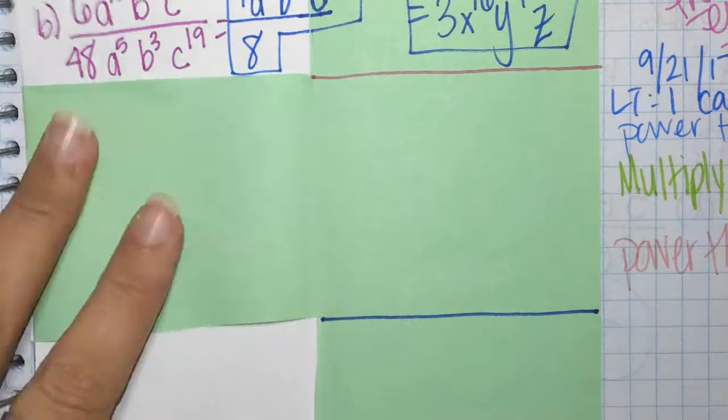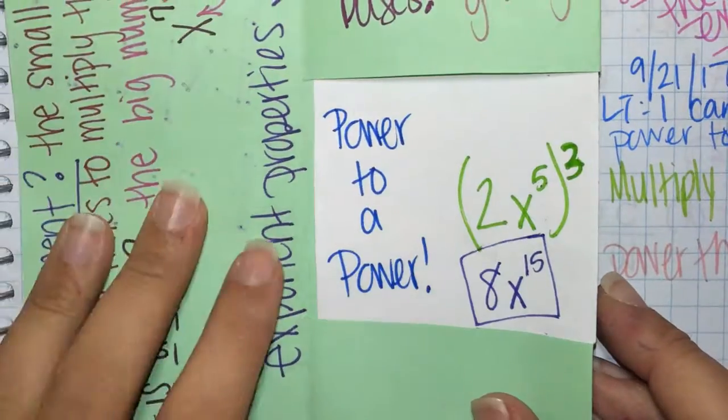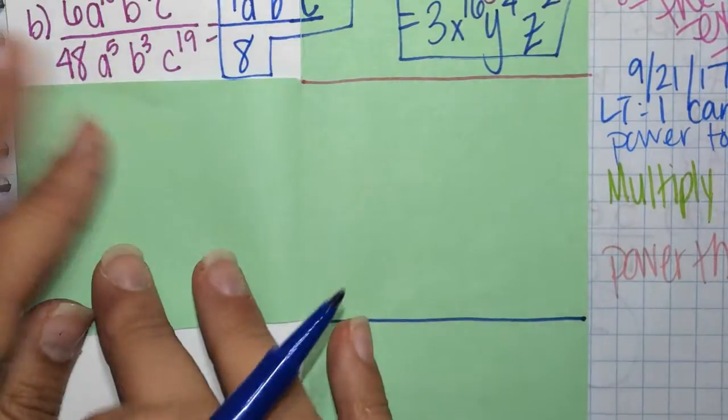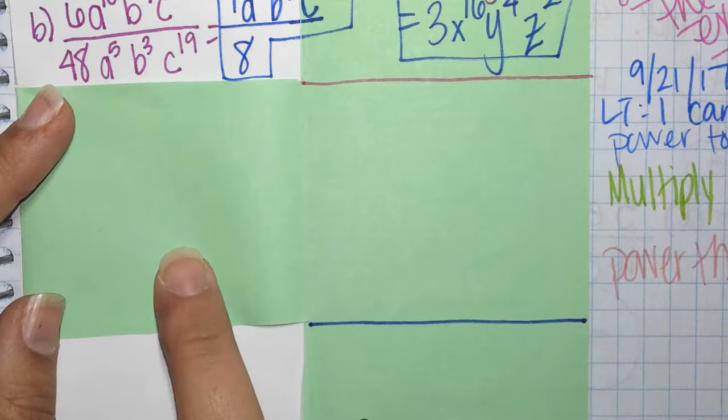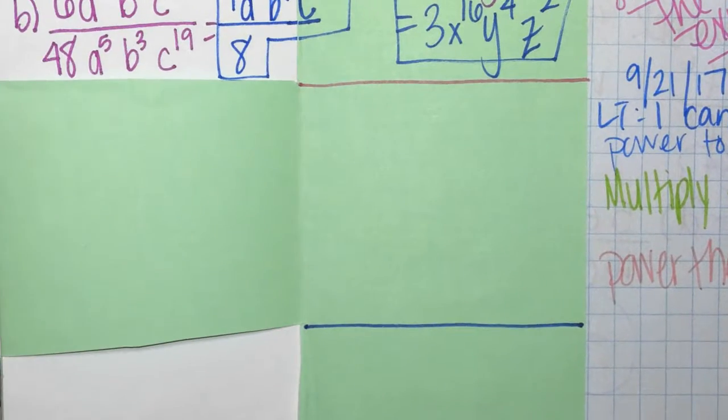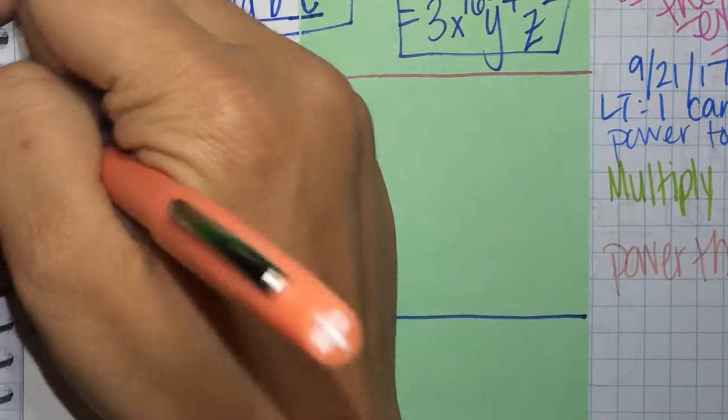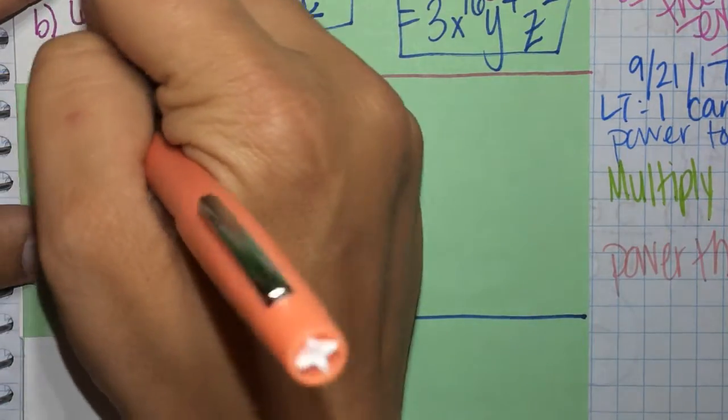All right, so let's open one more. So remember, we opened our flap, and we had this. We open it one more over, and it's right here. So when you raise a power to a power, what do you do to the exponents? Okay, let's say it again. When you raise a power to a power, what do you do to the exponents? Multiply. Thank you.